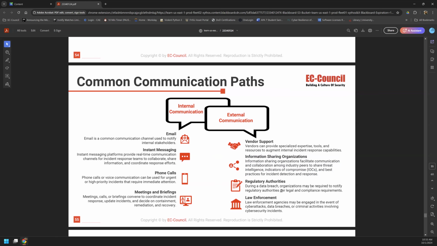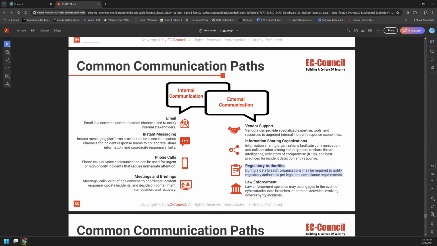Regulatory authorities, this is going to be during a data breach, making sure that organizations are notifying the authorities for legal and compliance requirements. This is a big deal. Like I said, if you are losing any kind of personal data and you don't report that, you can be fined very, very heavily.